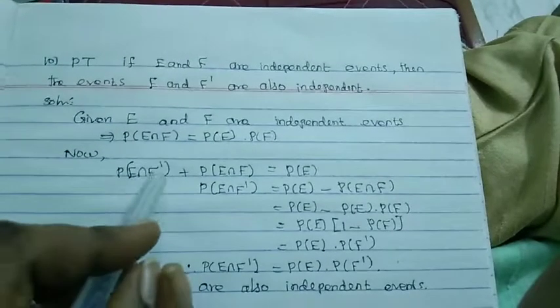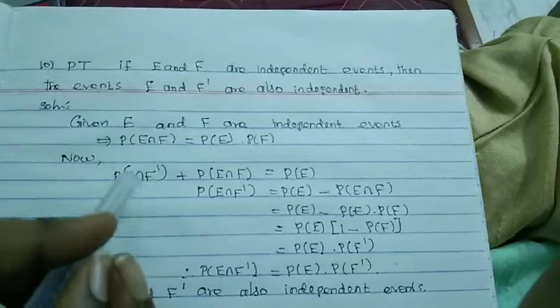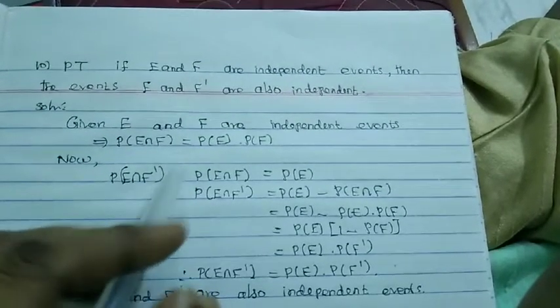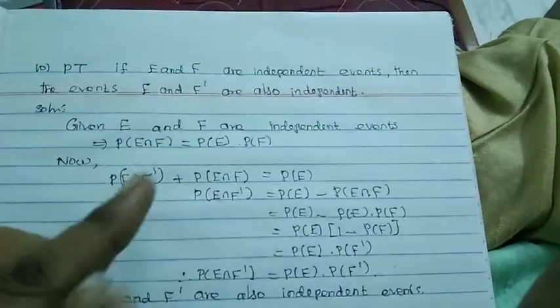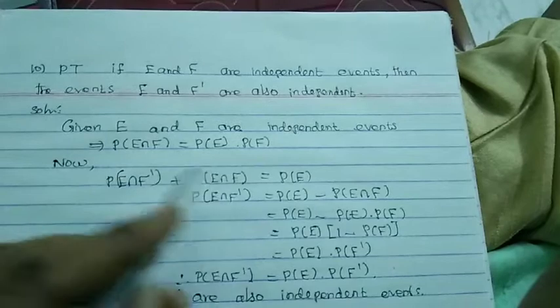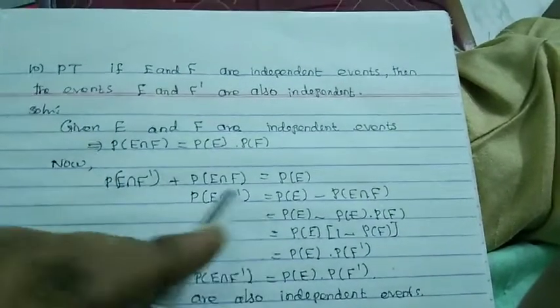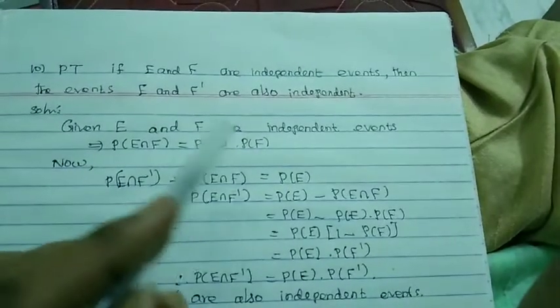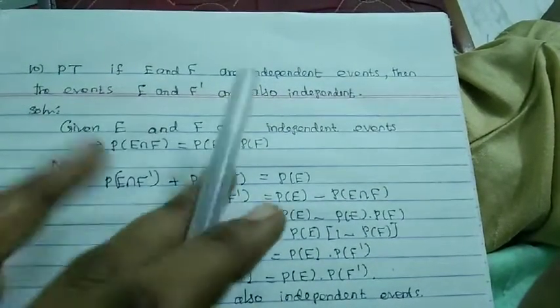E intersection F dash means F complement, the part outside F. If you add E intersection F complement and E intersection F, E alone is obtained: E intersection F dash, that is E alone, plus P of E intersection F, the area common to E and F. Adding the E-only area and the area common to E and F gives P of E. Okay? And then we want to show that E and F dash are independent.